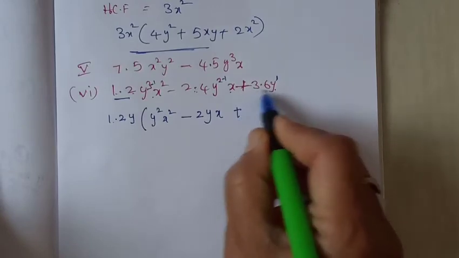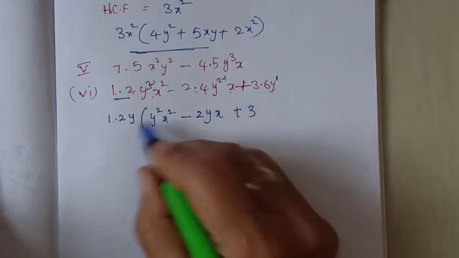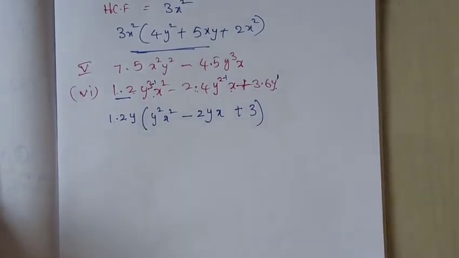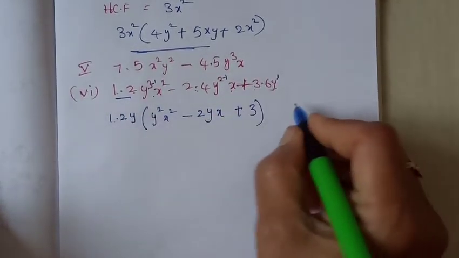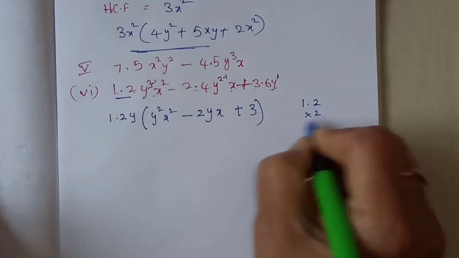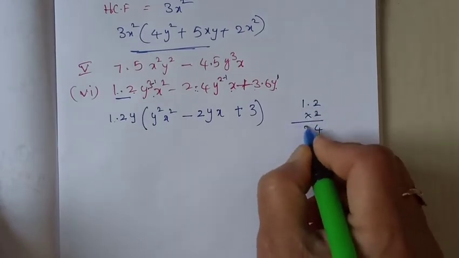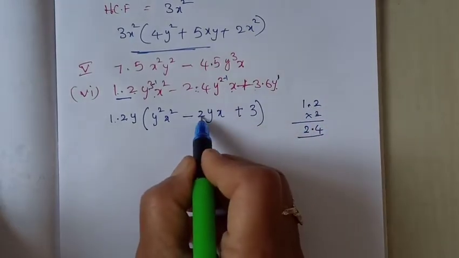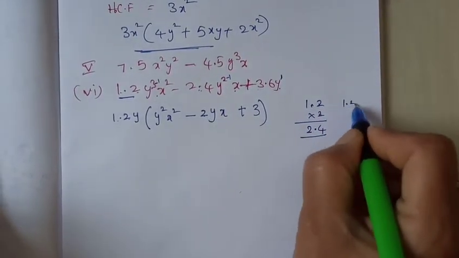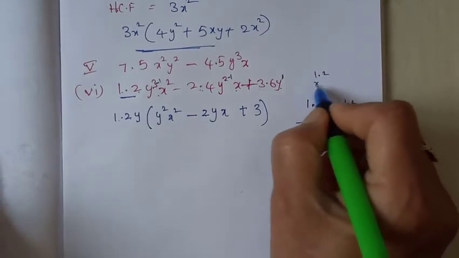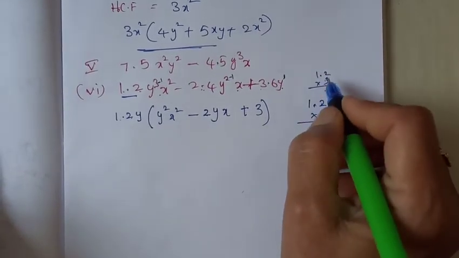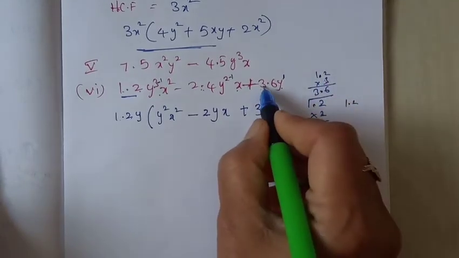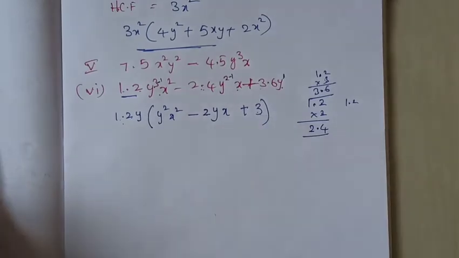x we didn't take as common, so what is left here? 3, y has been taken common. Okay, so now this is the answer. Okay, once again I will show you. 1.2 into 2 is how much? 2 twos are 4, 2 ones are 2, 1 decimal, 1 decimal, so I just took 2 here. So 1.2 into 3, 3 twos are 6, 3 ones are 3, 1 decimal point, so this is 3, so I just took directly.